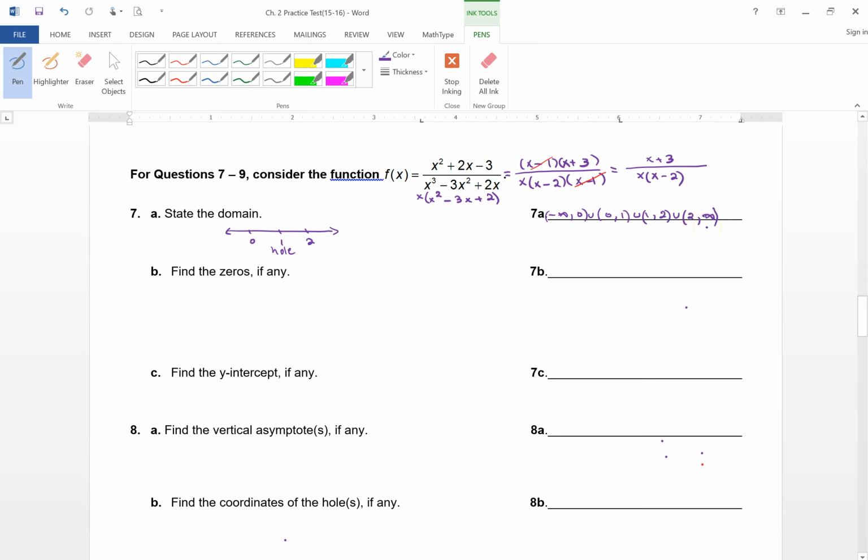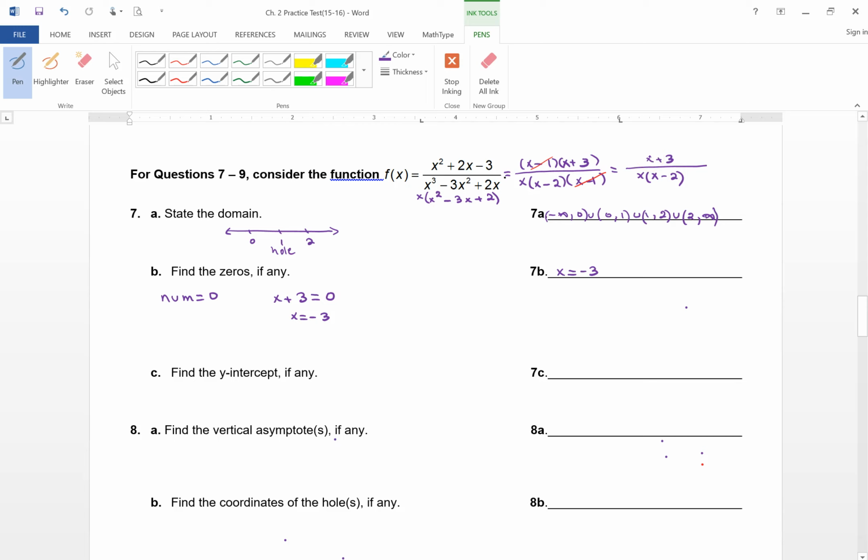For the zeros, we're going to set the numerator equal to 0, meaning it's the factored form, x plus 3 equal to 0. So x equals negative 3. You ignore the hole, right? The zero is where it crosses the x-axis. There is no graph at the hole.